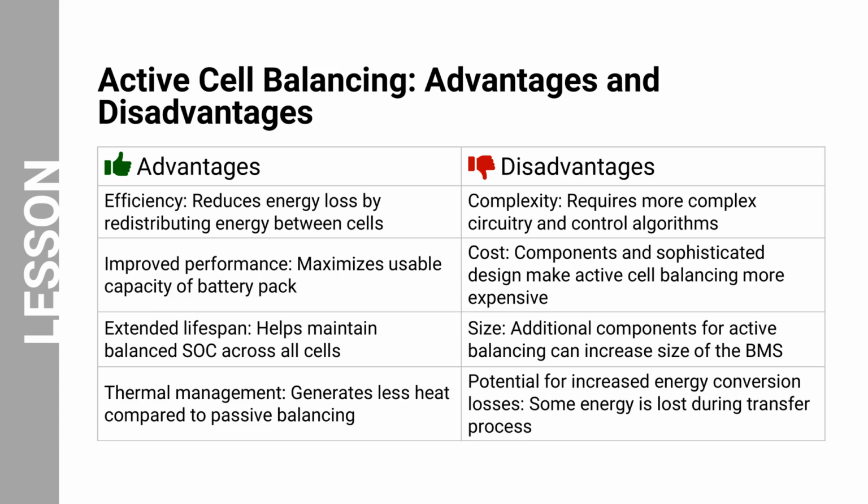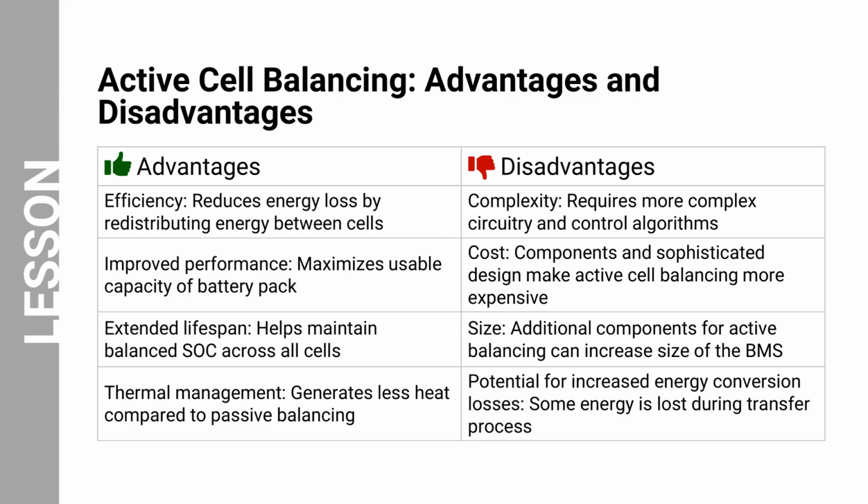Thermal management. Active cell balancing generates less heat compared to passive balancing, which minimizes thermal management challenges. Less heat production reduces the need for extensive cooling systems, saving space and cost. Now let us look at the disadvantages of active cell balancing. They are complexity, cost, size, and potential for increased conversion losses.